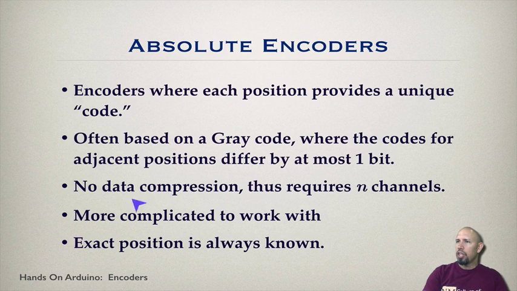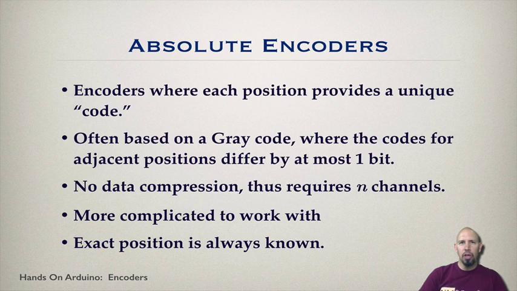When you use an absolute encoder, there is no data compression. In this case, it requires n channels. If you have an n-bit absolute encoder, you're going to need at least n connections. You may need power, you may need ground, but you're going to need at least n connections. There's no compression done, so in general it's more complicated to work with. But the important point of an absolute encoder is that you always know the exact position. You always know the exact position.